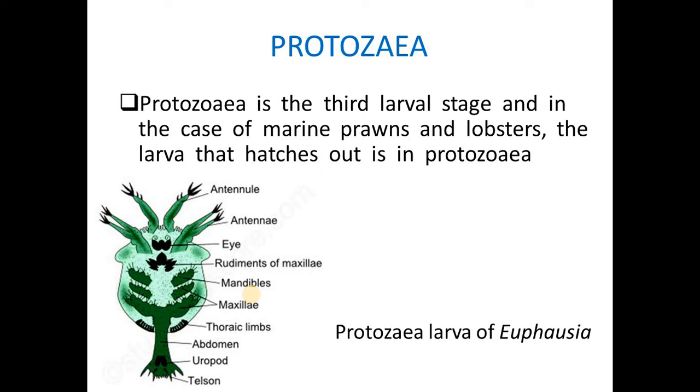There are two pairs of maxillipedes which help in collecting the food. Three pairs of thoracic limbs appear as buds, and there is a single median eye. This is the single median eye. The thoracic limbs appear in the form of buds.